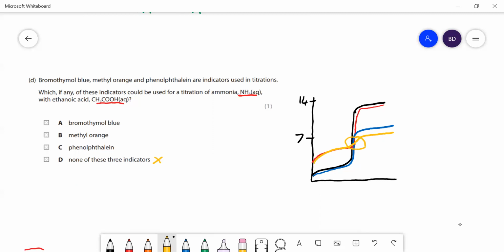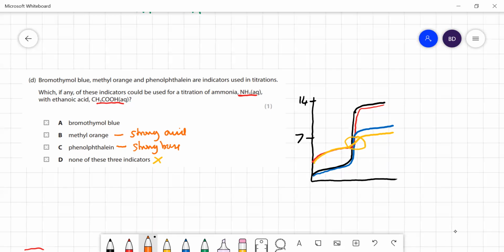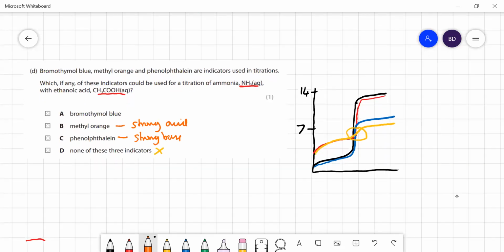You may be expected to know that phenolphthalein is okay as long as you've got a strong base. It won't work with weak bases. And you probably also know that methyl orange is okay with a strong acid but not a weak acid. But bromothymol blue is a bit of an obscure indicator, and I don't think anyone would expect you to know what pH range it changes color. So that should flag up that maybe it's a bit of a trick question, and none of them is the answer.